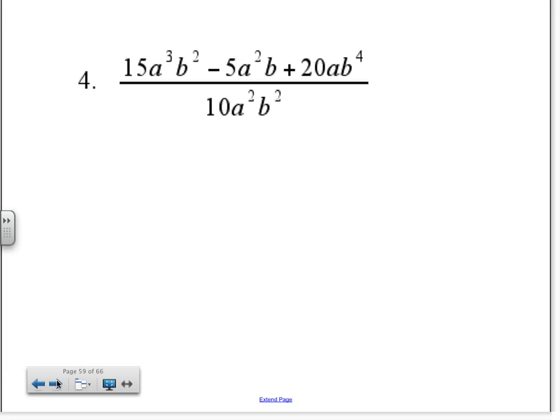Ooh, look at this one right here. What's the trick for this? Divide. Hey. What's the trick for this kind of problem? You have a whole bunch of terms on top over. Paying attention. Huh? What's that?